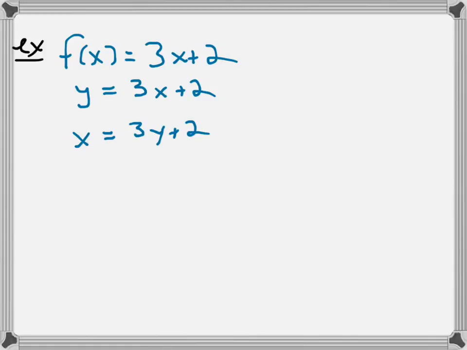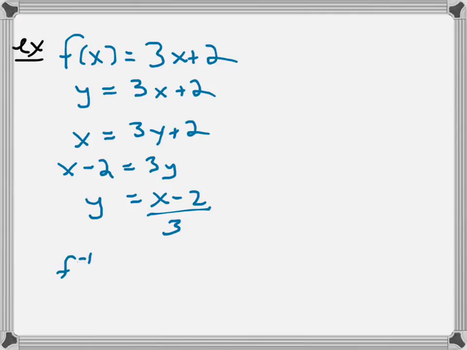And now I'm going to solve for y. So I'll subtract 2 to the other side, and then lastly divide by 3. I'm just going to switch the order here so I have my y on the left side. So this is my inverse function now. That's it. That's what's going to undo my value of x.